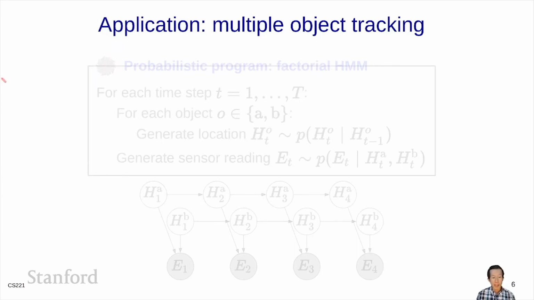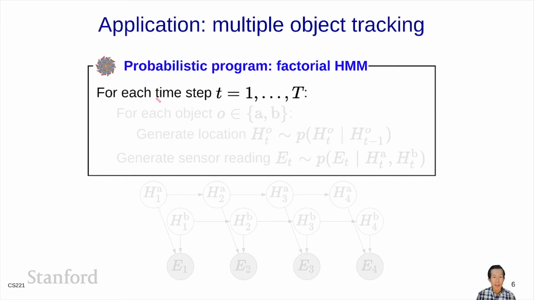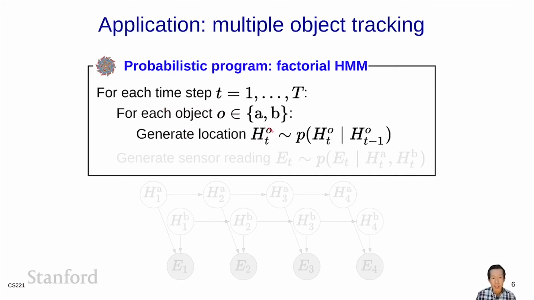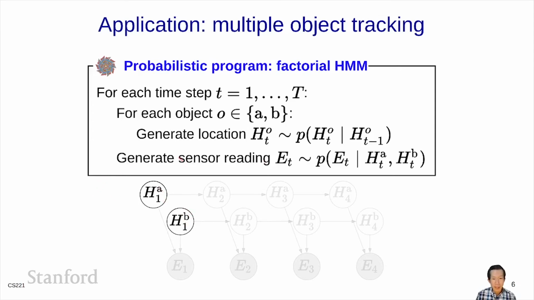So here is a generalization of the HMM to allow for multiple object tracking. It's called a factorial HMM. So here for every time step, now I'm going to have two objects, A and B, and I'm going to generate the location of object o at time step t. For example, here I have H1A and H1B. And I'm going to generate a single sensor reading, which depends on both the objects. So here I have E1 conditioned on both H1A and H1B.